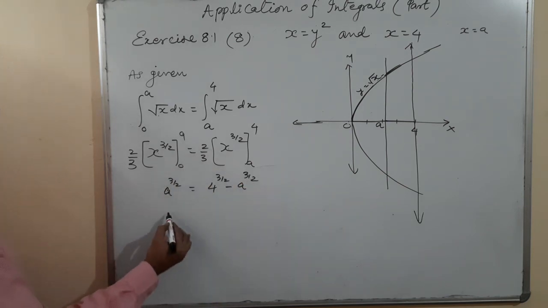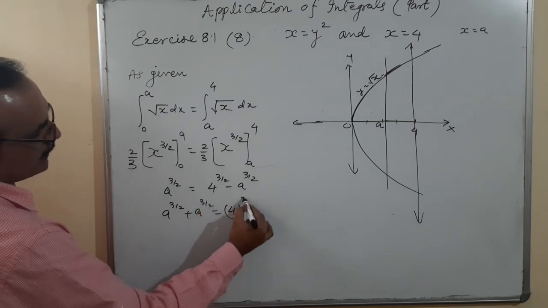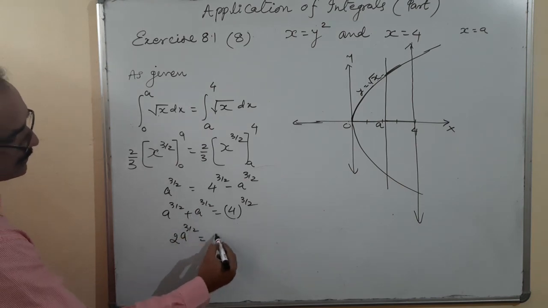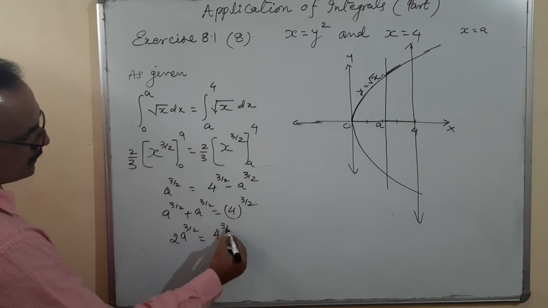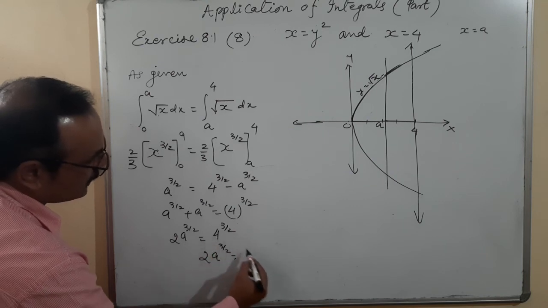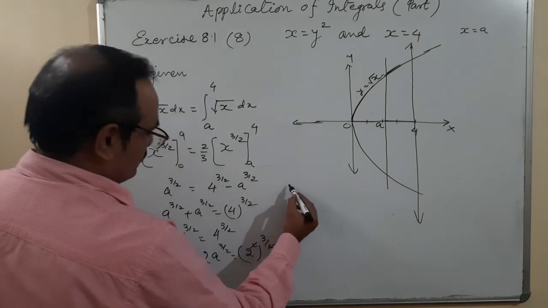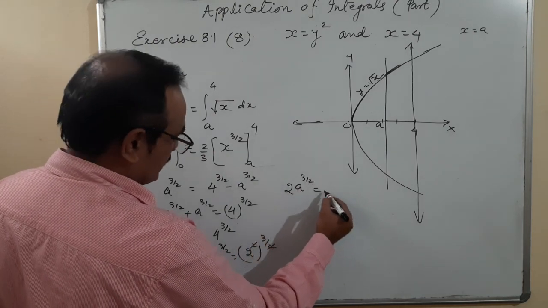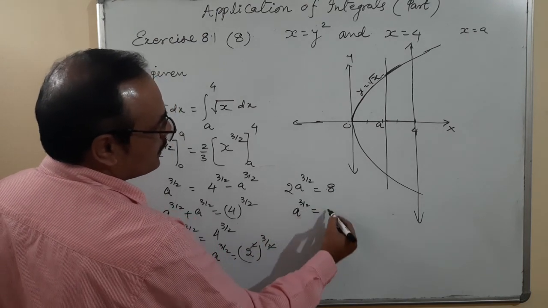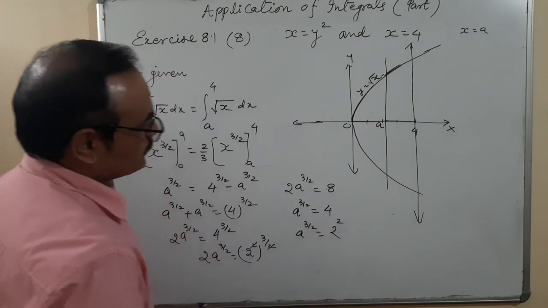Okay, we'll shift here. So a to the power 3 by 2 plus a to the power 3 by 2 is equal to 4 to the power 3 by 2. This is 2a to the power 3 by 2 is equal to 4 to the power 3 by 2. 4 can be written 2 square to the power 3 by 2, 2 cancel. 2a to the power 3 by 2 is equal to 2 to the 4 to the 8. So a to the power 3 by 2 is equal to 8 upon 2, 4. a to the power 3 by 2 is equal to 2 to the power 2.